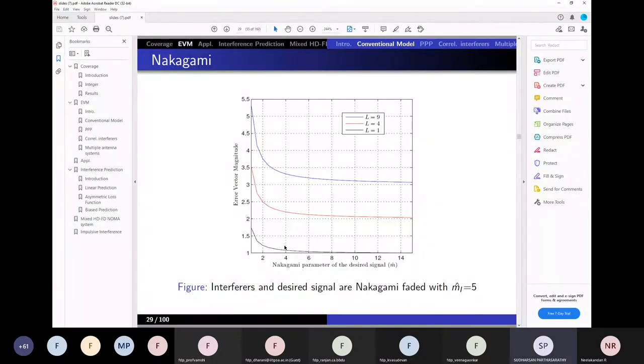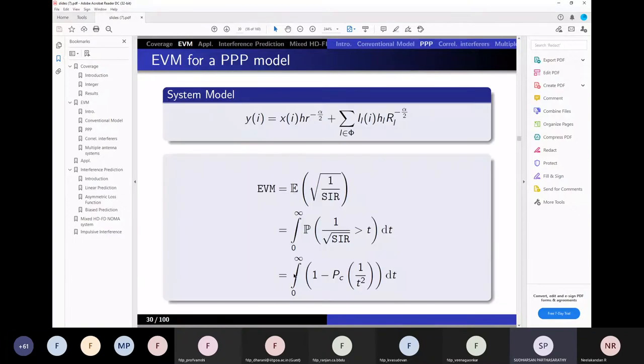So here we can write the expectation of the square root of 1 by SAR as the integral of the probability of 1 by square root of SAR greater than T, dt. If you rearrange this, you can write EVM as the integral of 1 minus coverage, of the parameter 1 by T square, dt. We already know the expression for coverage. We can put it here and derive the EVM value numerically. We told you why it was difficult to derive the probability of error, but it's easy to express EVM in terms of coverage.